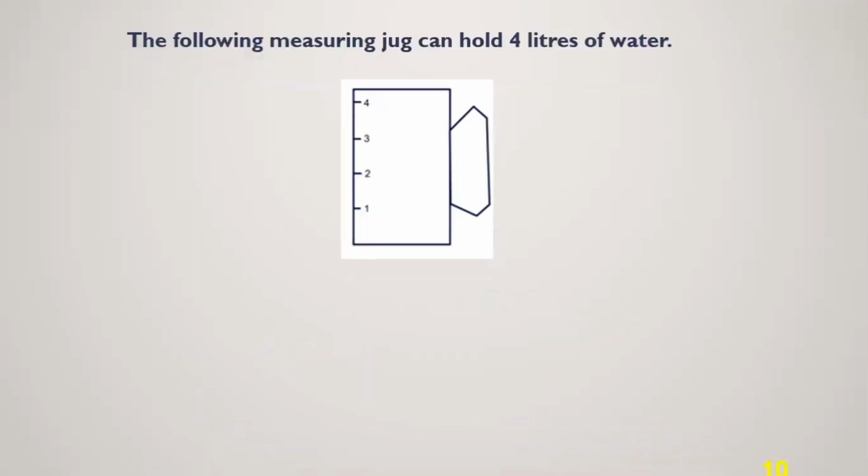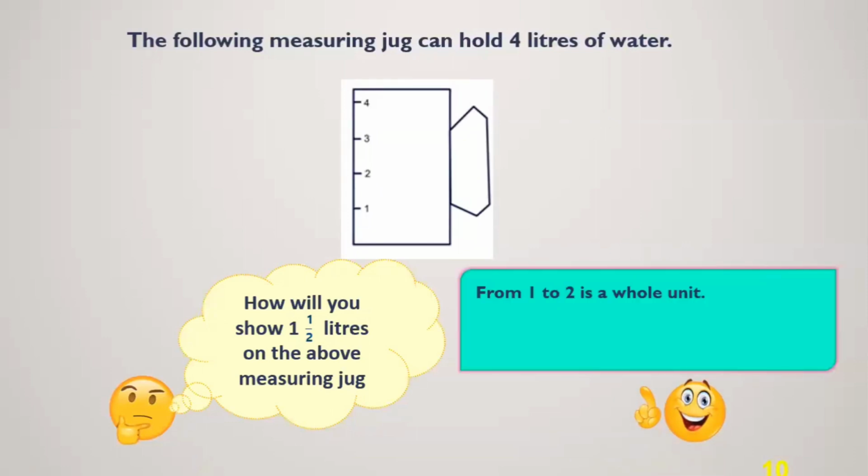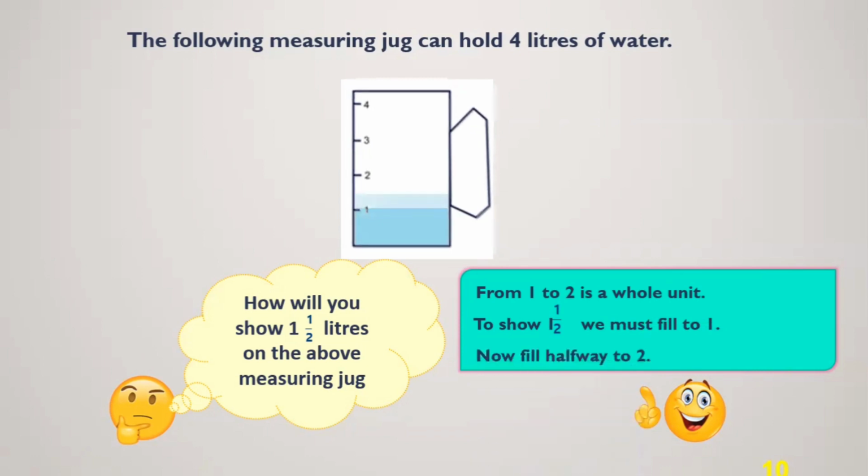The following measuring jug can hold 4 liters of water. How will you show 1.5 liters? So now 2 liters is a complete whole. So exactly between 1 and 2 will be 1.5. So from 1 to 2 is a whole unit. And then to show 1.5, we must fill to 1, and further, we have to go exactly halfway.